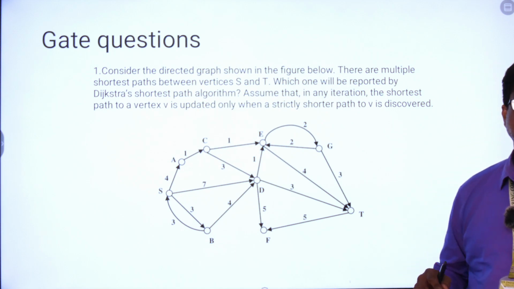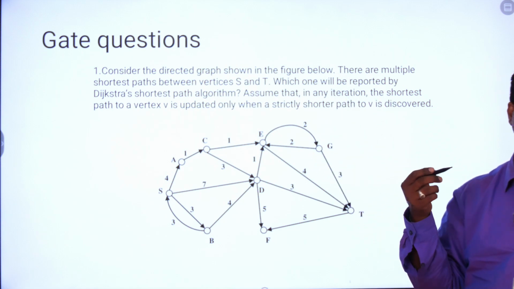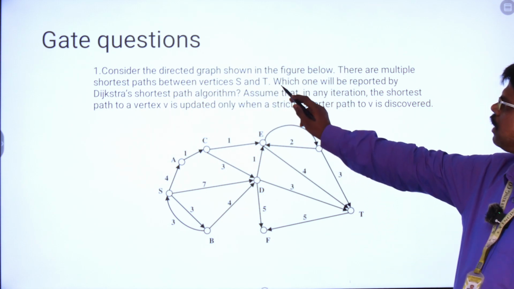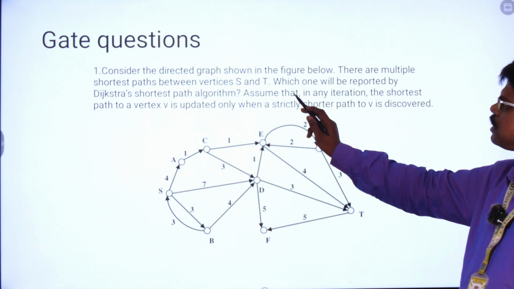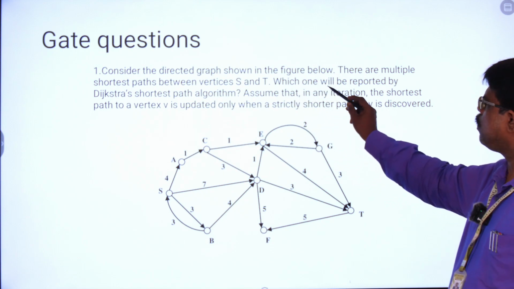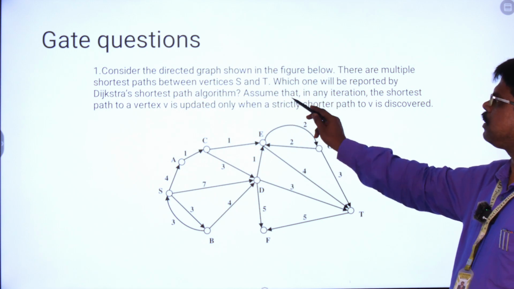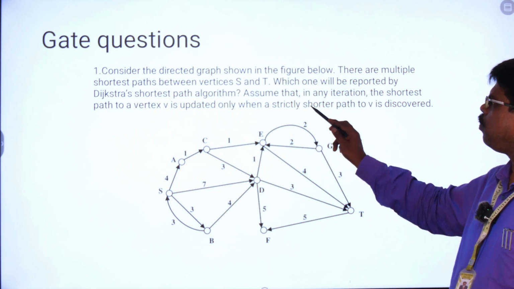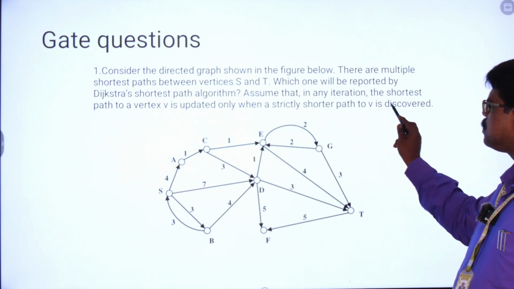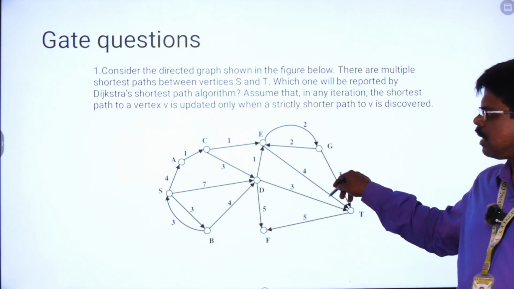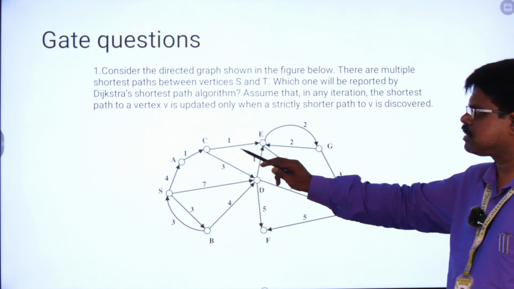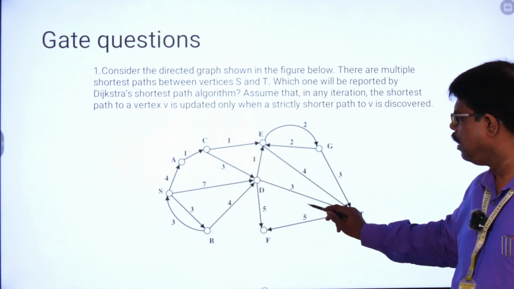So now students, you can get into the GATE question. I am going to solve a question which will be a complex one. Complex GATE question. Consider the directed graph shown in the figure below. There are multiple shortest paths between the vertices S and T. Which one will be reported by Dijkstra's shortest path algorithm? Assume that in any iteration the shortest path of the vertex V is updated only when a strictly shorter path to V is discovered. So now you consider this graph where you will have various paths between S and T. The starting node will be S and the ending node will be T.